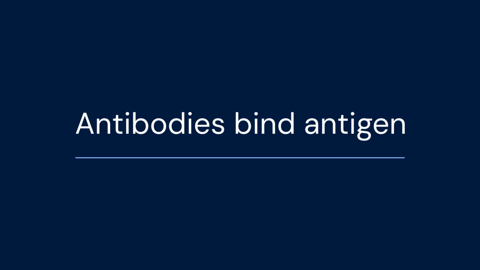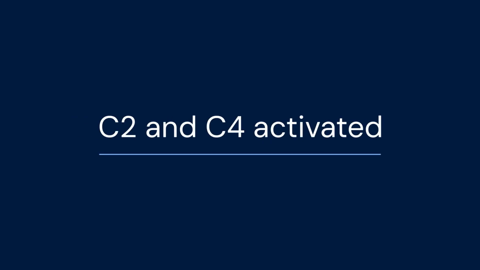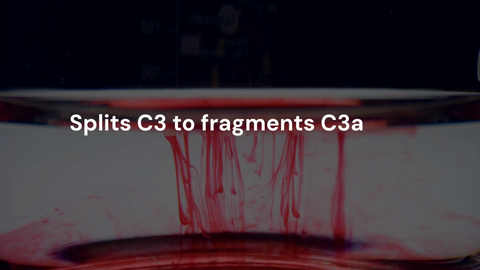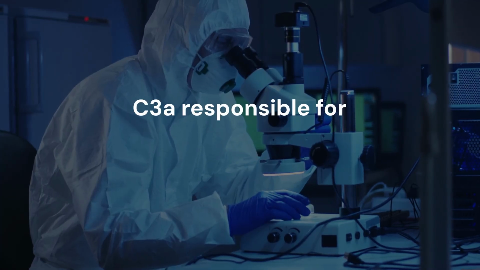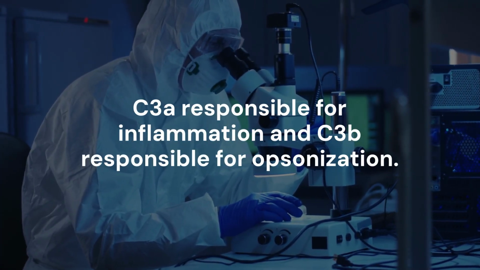Summary: antibodies bind antigen. The C1 complex is activated and binds to the antibody. The cascade activates C2 and C4 to form C3 convertase. C3 convertase splits C3 into fragments, C3a and C3b. C3a is responsible for inflammation and C3b is responsible for opsonization.